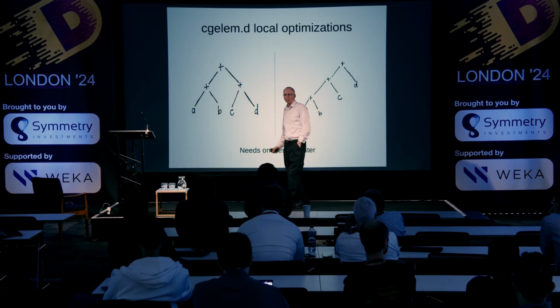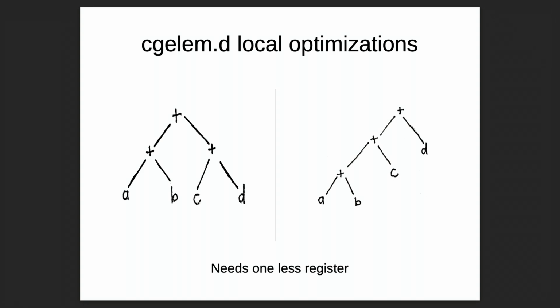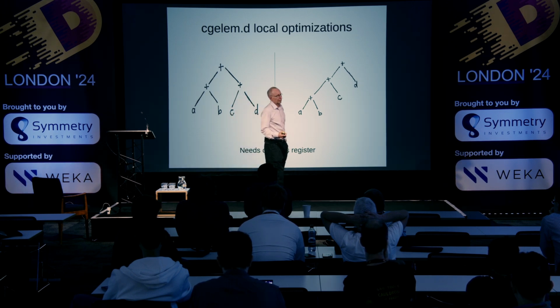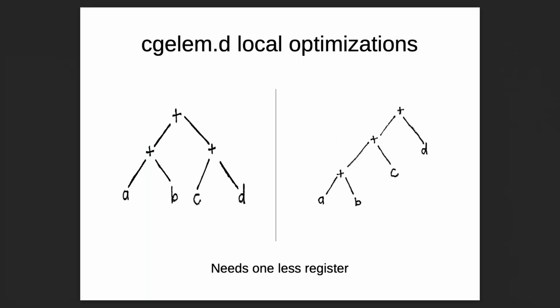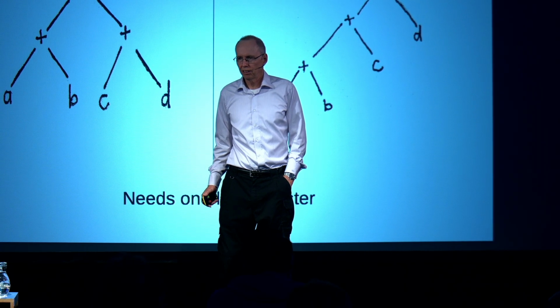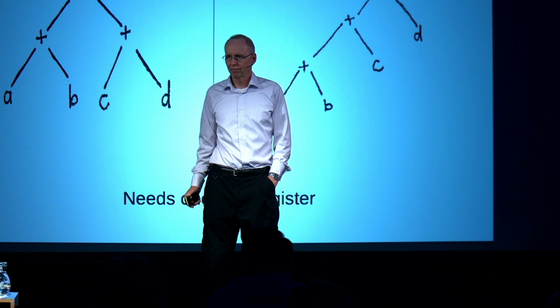Because on the left, you have to compute the left expression, a plus b, and then save its result in a register. Then you compute the right, c plus d, and put that in a register. So now you've consumed two registers to evaluate this expression. Whereas if you rewrite it in the form on the right, you only need one register. So this is a critical optimization, especially useful on a CPU like the x86 that has a really small number of registers, like 6.